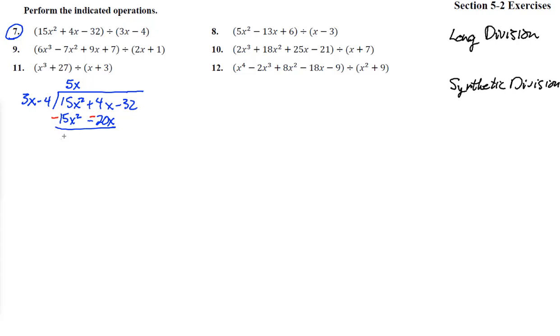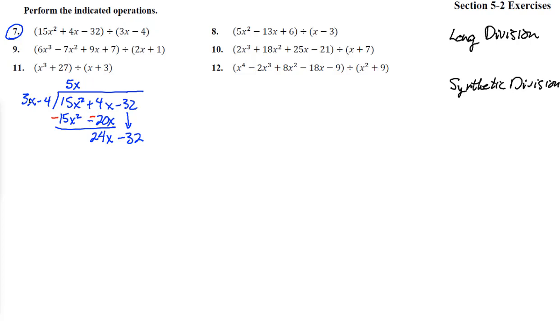15x squared minus 15x squared is gone. That was our whole point in choosing 5x, is to hit this exactly. So when we subtracted, that is gone. So the next column, 4 minus a minus 20x. That's 4 plus 20x. That's 24x minus 32, bringing that one down.